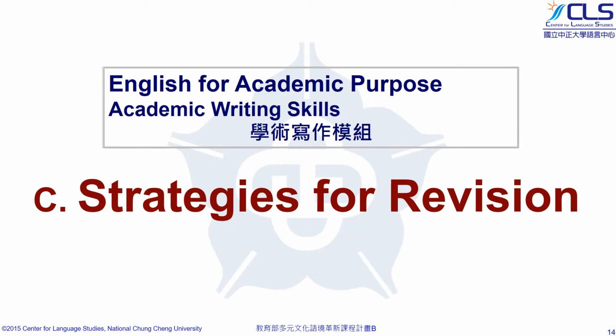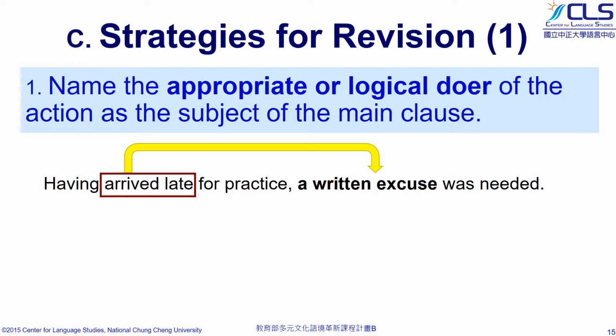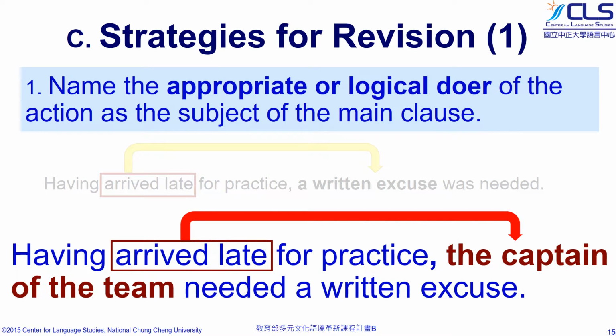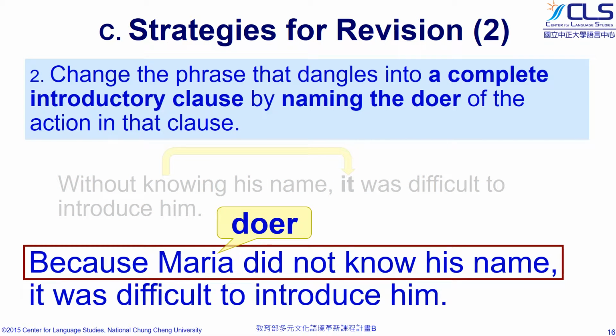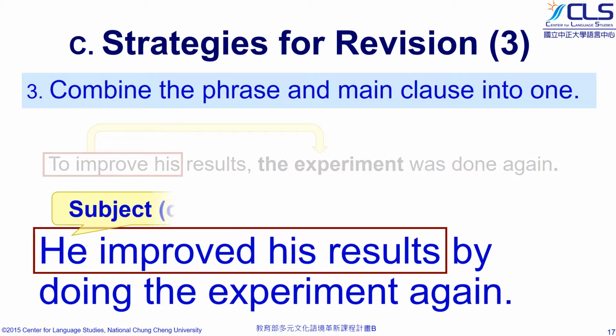Now, we know fast is describing how running burns calories. Okay, let's look at some examples and how to revise dangling modifiers. Let's look at some strategies for revision. First, we name the appropriate or logical doer of the action as the subject of the main clause. For example, we name the captain as who arrived late here. Second, try to change the phrase that dangles into a complete introductory clause. How to do so? We can name the doer to complete the sentence. Finally, combine the dangling phrase and the main clause into one.